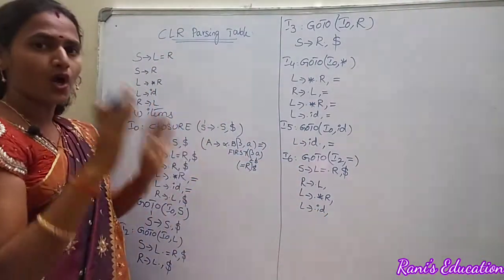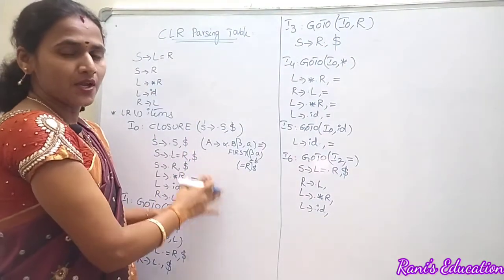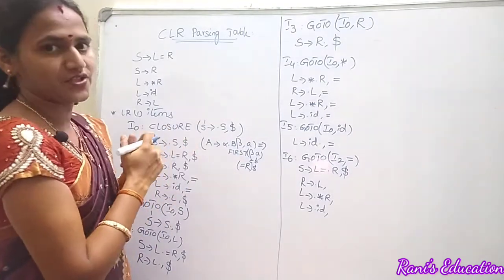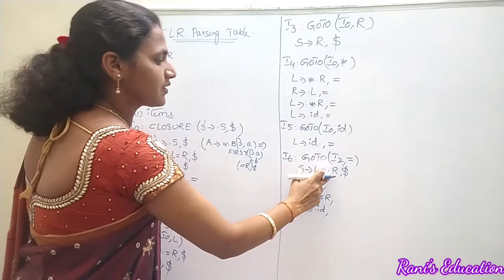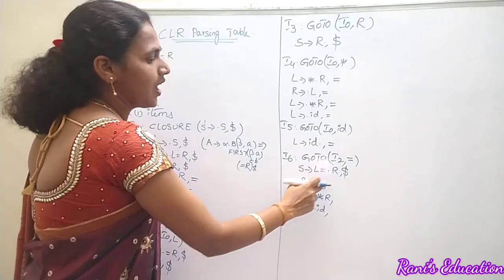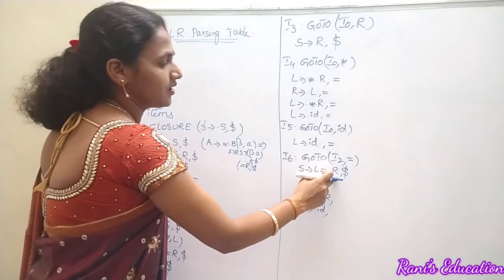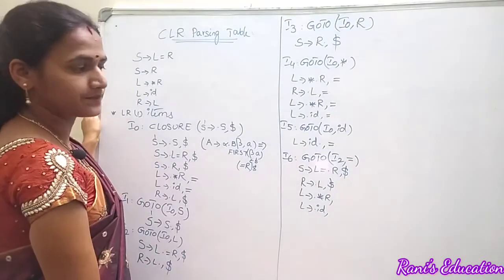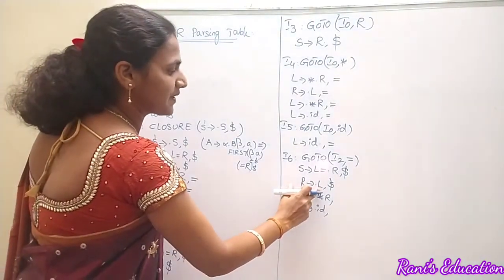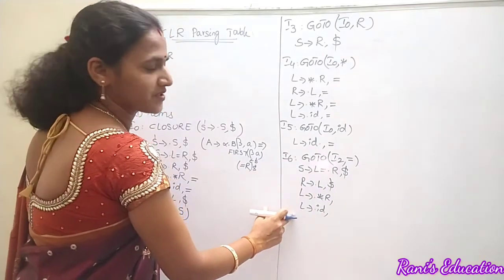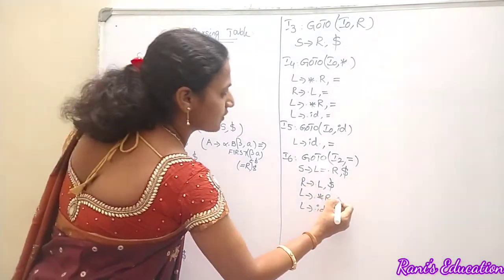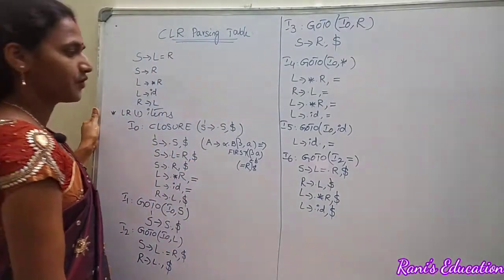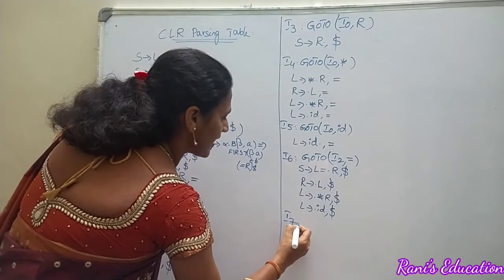So lookaheads are not the same for all the items. Lookaheads vary from item to item based on the production form. Okay. So with respect to this first production, I have written the R production, isn't it? Now here beta is epsilon, so we'll get the lookahead as dollar. Right? Now with respect to this production, we have written L productions, right? So here beta is epsilon, so we'll get the lookahead as dollar. For this also we are going to get lookahead dollar, right?